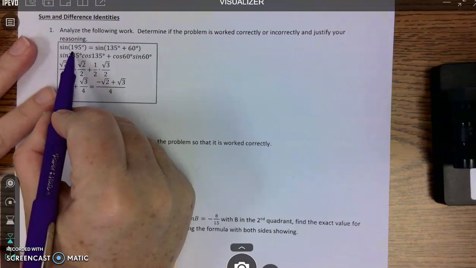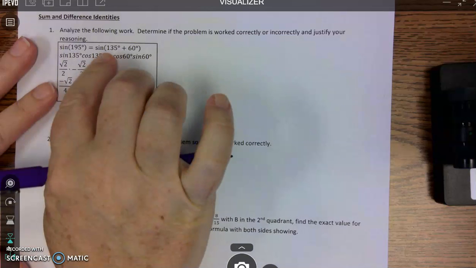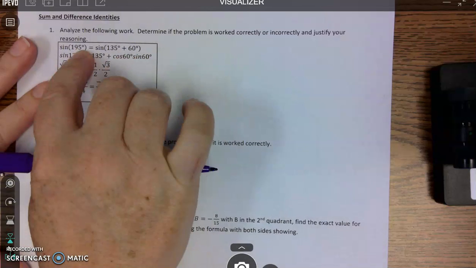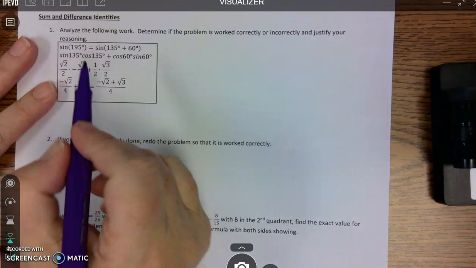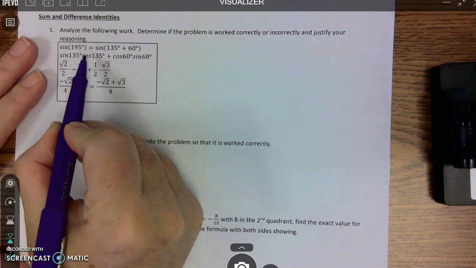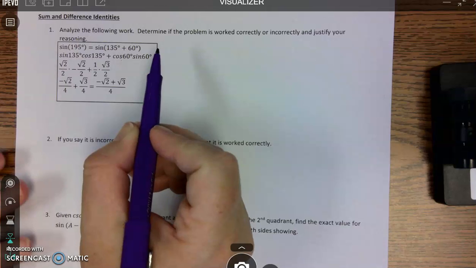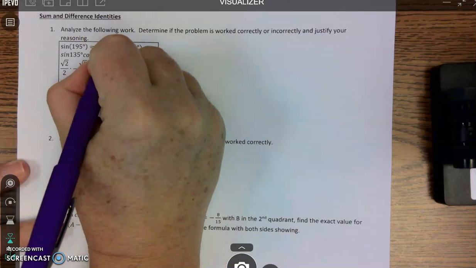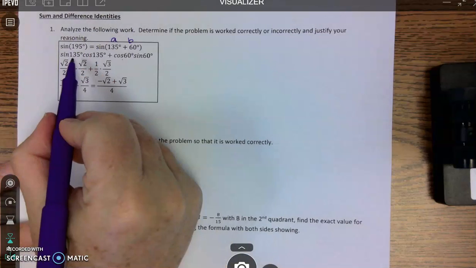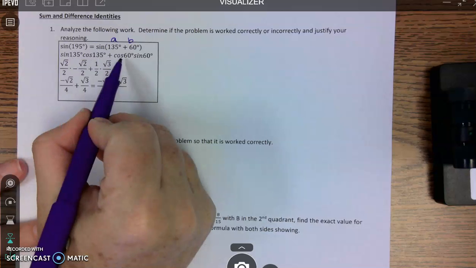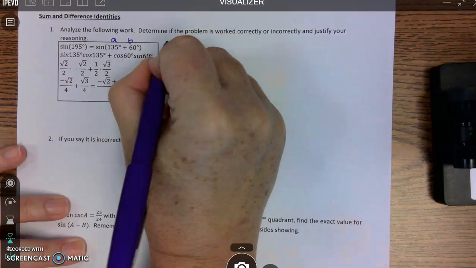So sine of 195. 135 plus 60 does equal 195, so we're good there. It's sine, cosine, cosine, sine. That's correct. But remember, this is A and this is considered B. So it should be A, B, A, B. So we are definitely incorrect.